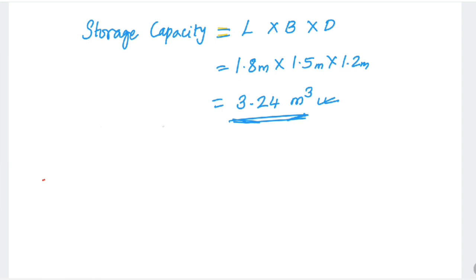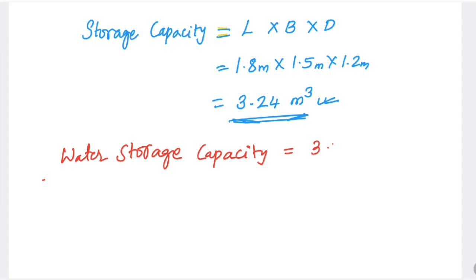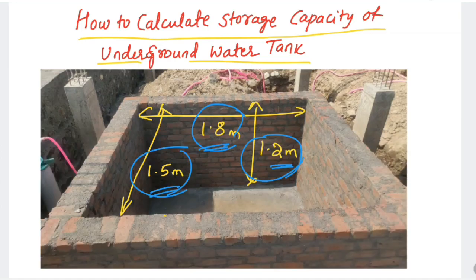Now I will find out how much water I can store in this tank. So the water storage capacity is nothing but the total volume into 1000, the density of water, since we are going to store water. So total volume into density, I will get 3240 liters of water that I can store in this tank. I think you understood how to calculate the capacity.